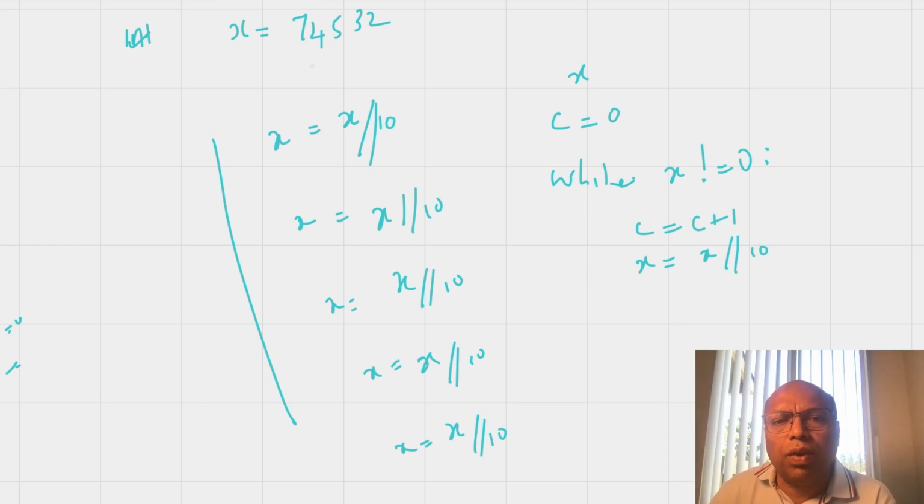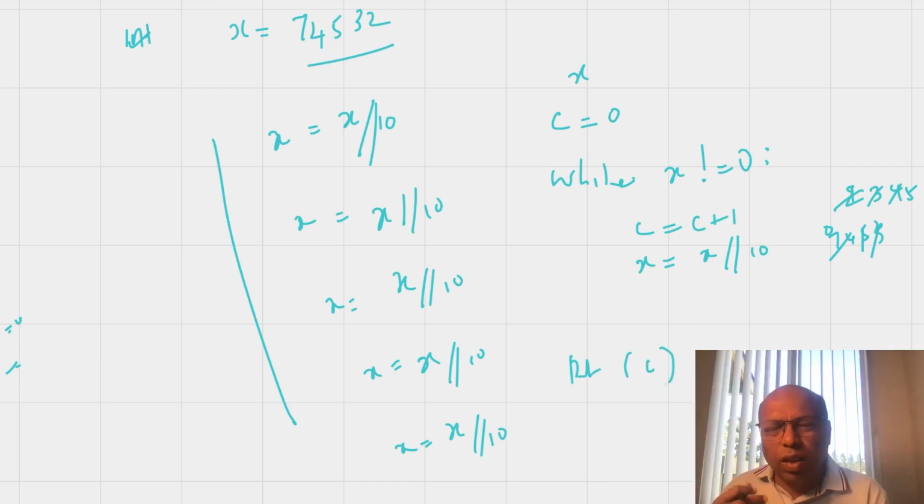First time I came with 74532. C is 0, x is not equal to 0. Yes, C became 1. Divided by 10, how much did it become? My x became 7453. 7453 is not equal to 0. C plus 1 is 2. Divided by 10 is 745. 745 is not equal to 0. C plus 1 is 3. Divided by 10, how much? 74. 74 is not equal to 0. C plus 1, how much did it become? 4. 7. 7 is not equal to 0. C became 5. 7 divided by 10, how much did it become? 0. I came out. When I come out, I want to print. What do I need to print?